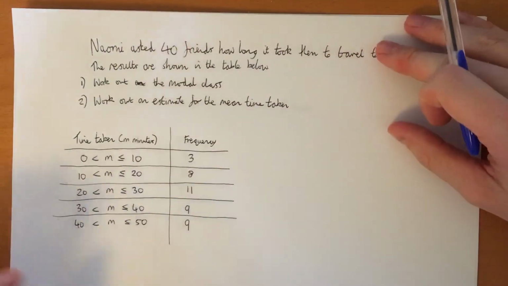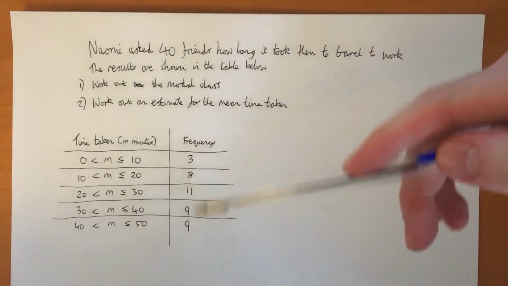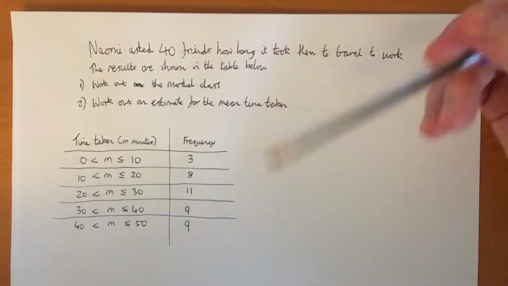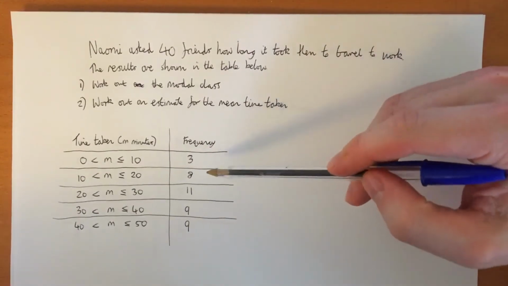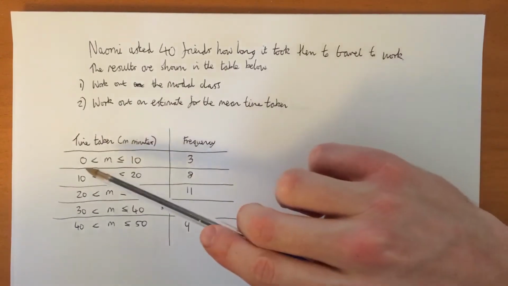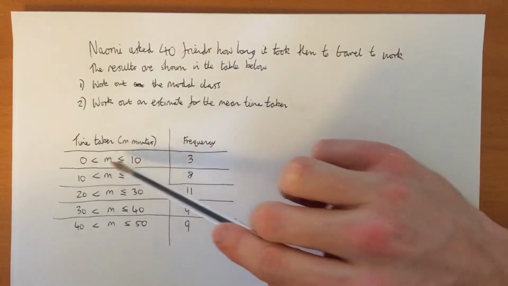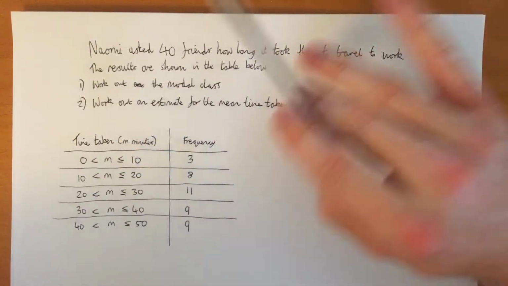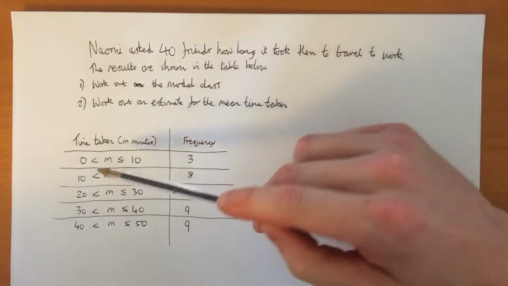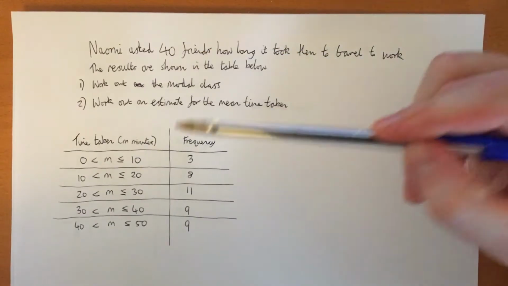Okay, so before I even look at the questions, guys, I'll just quickly look at this table. That means that, and this is so important, we understand what the table represents. That means that 3 of her friends took between 0 and 10 minutes to get to school. So we don't know exactly for any of those 3, but we know that it definitely took between 0 and 10 minutes.